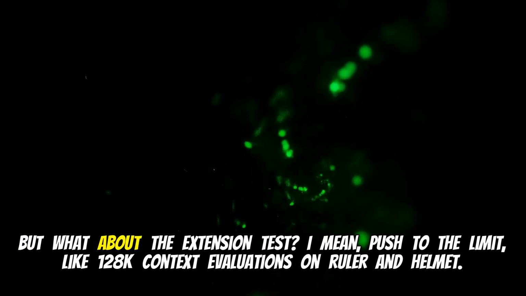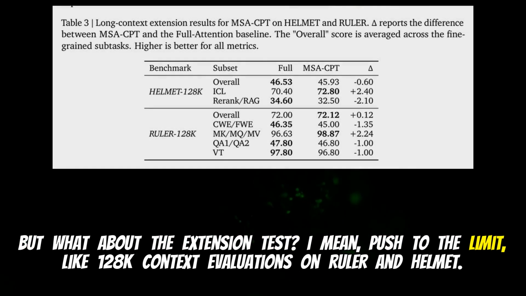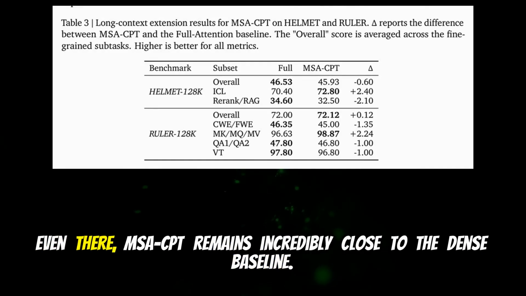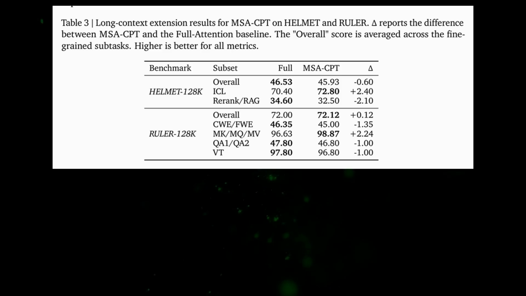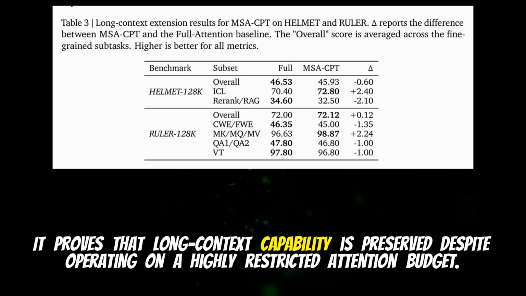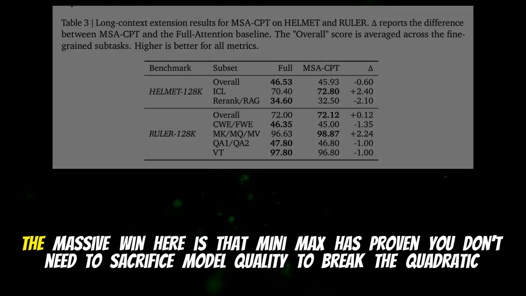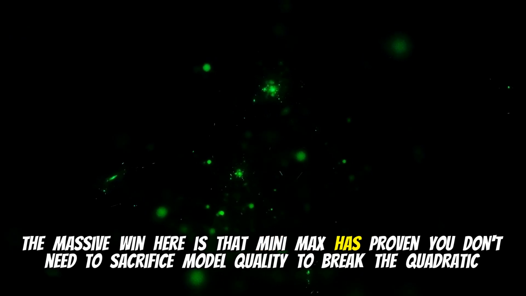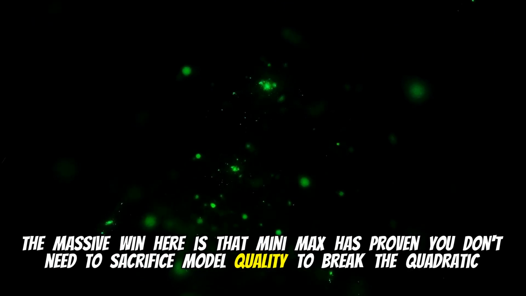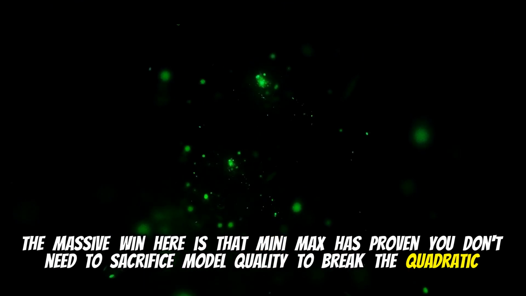Exactly. But what about the extension test? I mean, push to the limit, like 128K context evaluations on RULER and HELMET? Even there, MSACPT remains incredibly close to the dense baseline. Wow. It proves that long context capability is preserved despite operating on a highly restricted attention budget. So to wrap this up for you listening, the massive win here is that MiniMax has proven you don't need to sacrifice model quality to break the quadratic attention bottleneck.